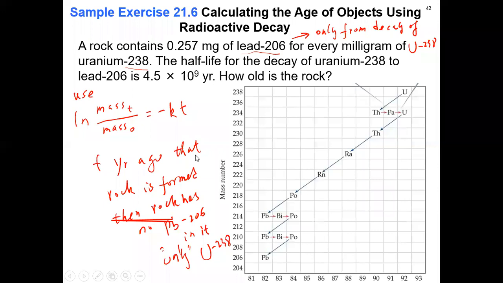Right. So by the given information, it tells you that rock has, for every 1 milligram of uranium, so what it means, we measure this ratio in the modern days. So this ratio, 1 milligram uranium-238 is proportional to 0.257 milligram of Pb206, like today.